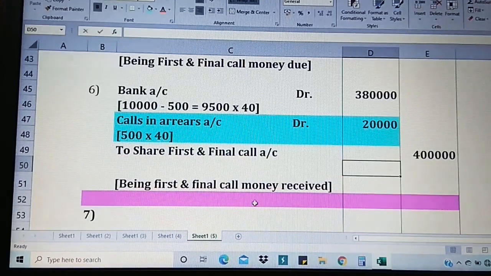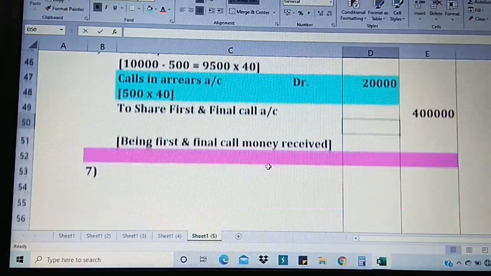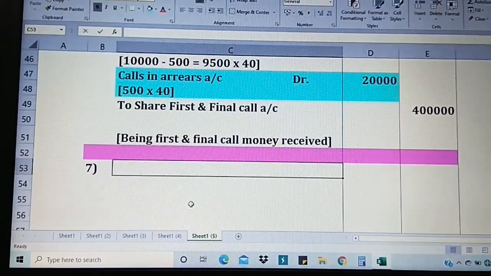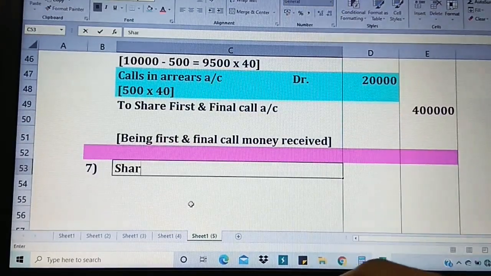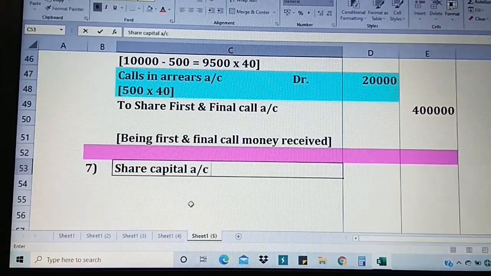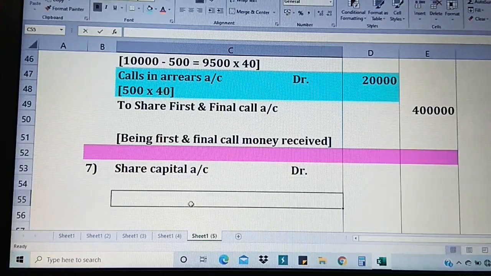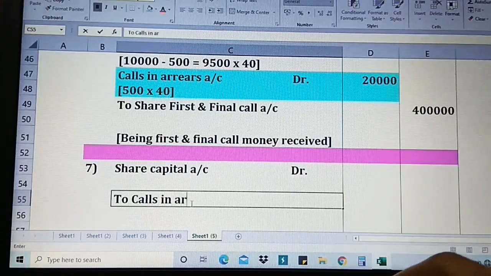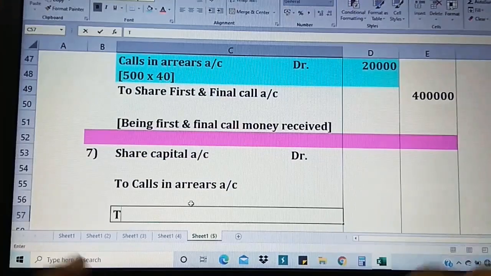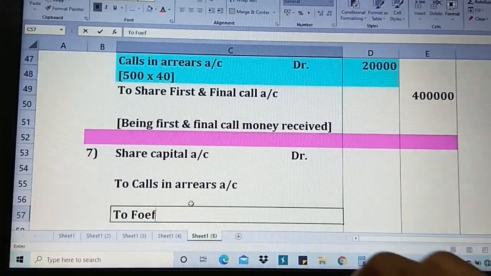Okay, next. Just because of these unpaid shares of 500, we have to go for the cancellation entry now. How is this share cancelled? Share capital account debited, to calls in arrears account, to forfeited share account.